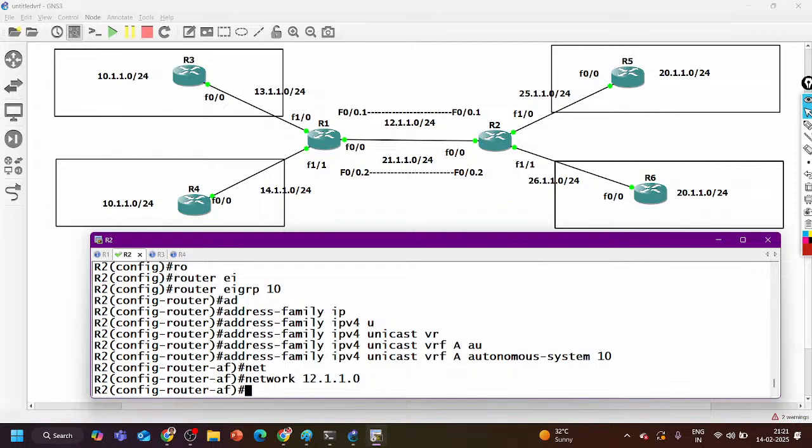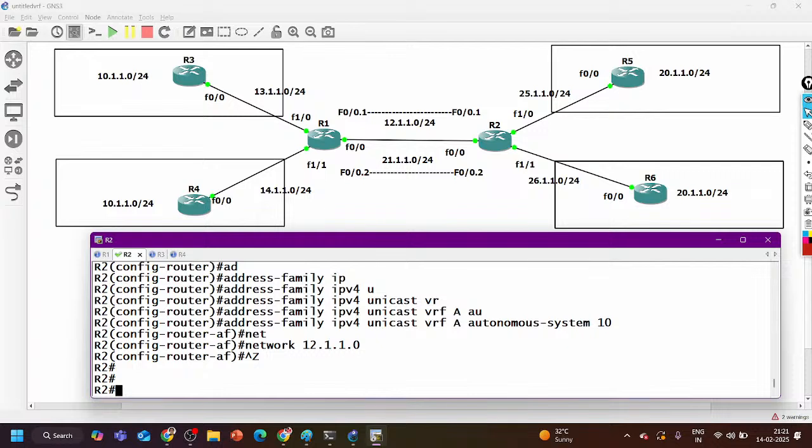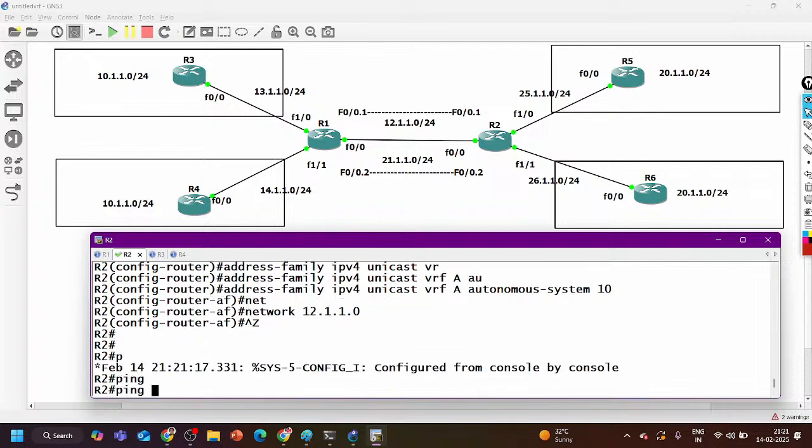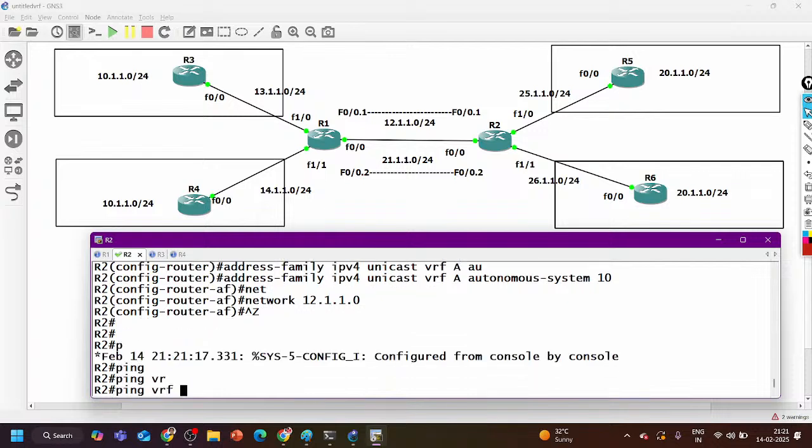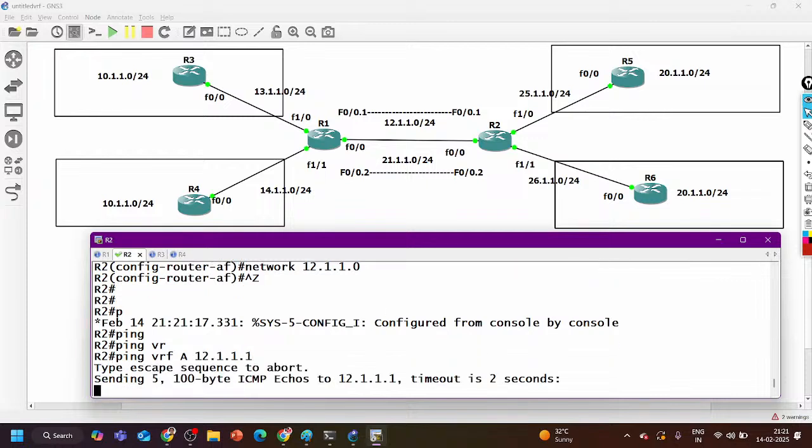Now we will have EIGRP neighborship here also between R1 and R2. Yes or no? R1 will advertise prefixes to R2 now, but the neighborship is down. Ping VRF A 12.1.1. Why is ping not working? Let's troubleshoot it.